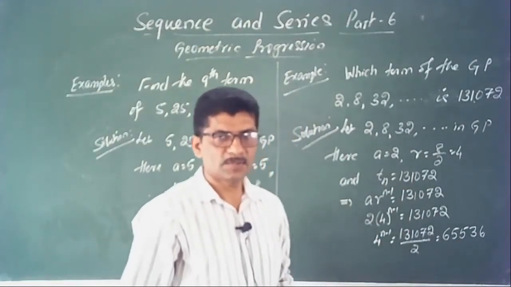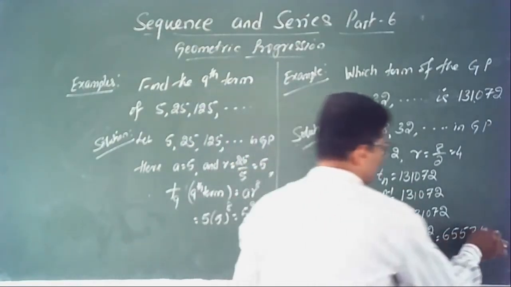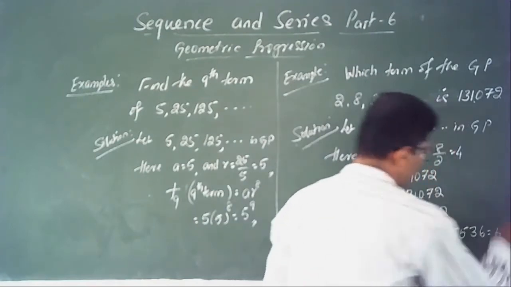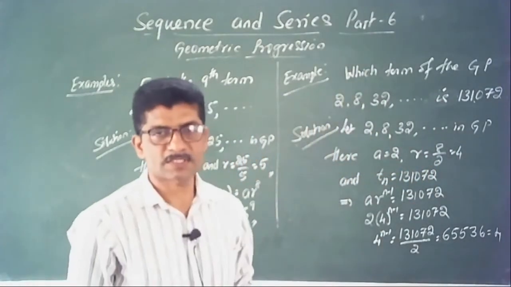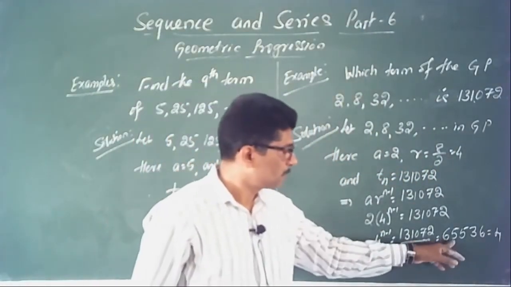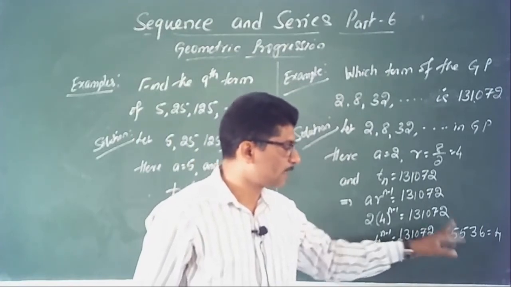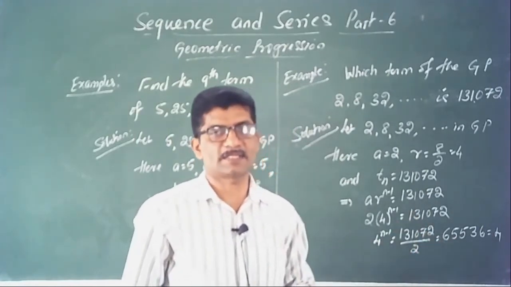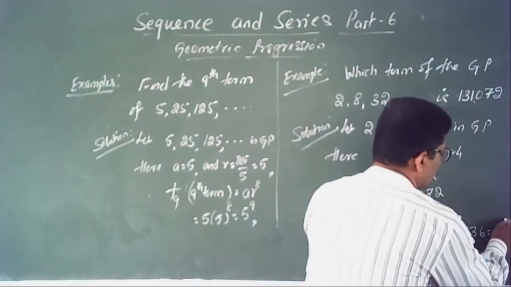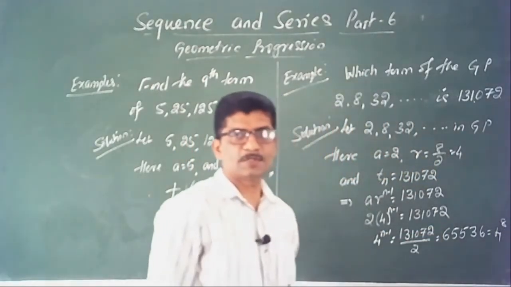65,536. Using the simple calculators, write it in the form of 4 raised to some power. 4 raised to what power, multiplied out, gives 65,536? Using the simple calculators, verify: it will be 4 raised to 8.